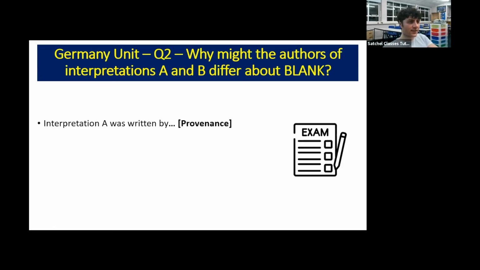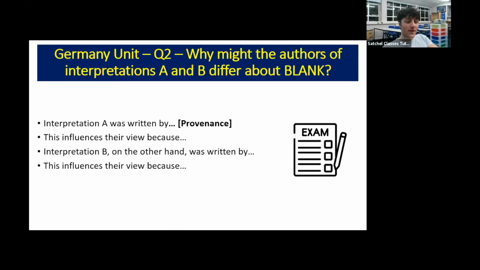So let's have a look at this and how it would work. The sentence stems go like this. You write interpretation A was written by, and then you state the provenance. Say who wrote this source or who spoke and when. You'll always find this information written either above or below the interpretation in the exam paper. So it'll always be given to you, the provenance. Then you say, this influences their view because. So what is it about either when they were writing or who they were that would influence the viewpoint that they've taken?